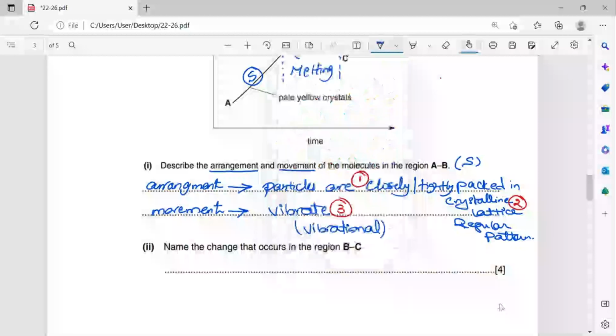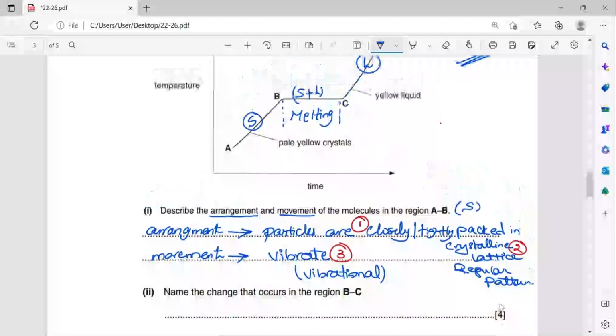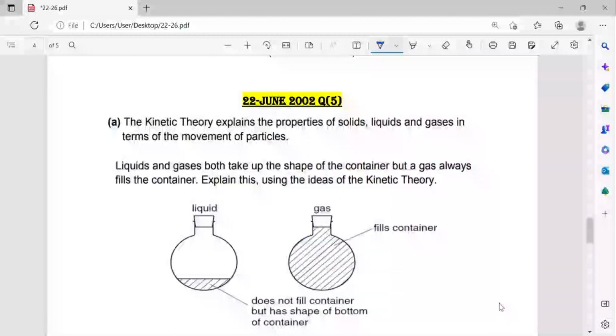Name the change that occurs in the region B to C. B to C, what happens here? Melting takes place. So the answer is melting.